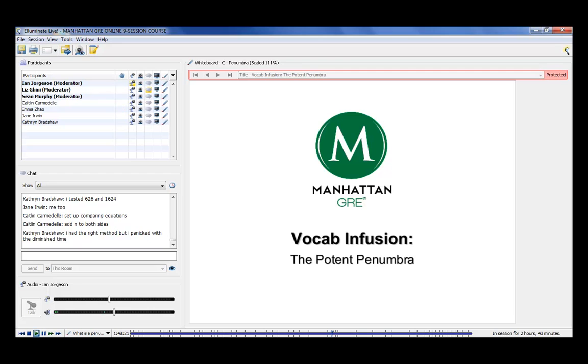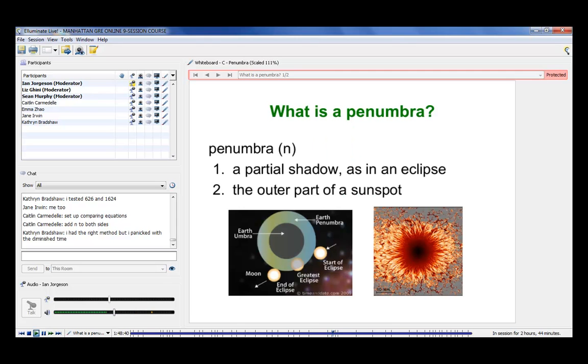Okay, so the point of today's lesson is going to be to discuss how we can use words that we know the meaning of to help us determine or divine the meaning of words that maybe we don't know. We call this a potent penumbra. So let's define what a penumbra is. A penumbra in astronomy is a partial shadow in an eclipse. That's one meaning of it.